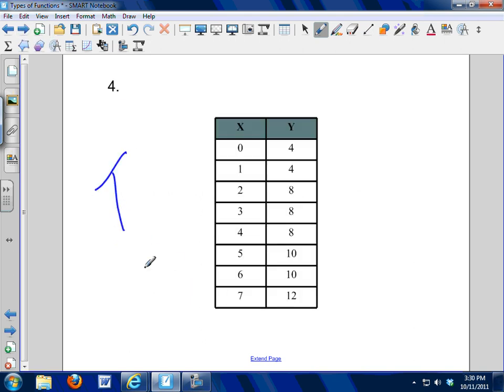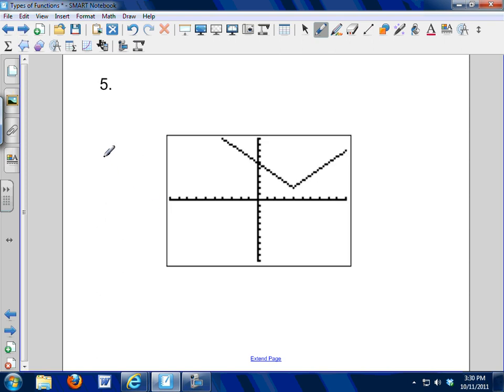And we have another table, and we've got a table of values. Look at the table of values. Tell me what sort of function you think we have going on here. Okay, moving fast so you can pause. And finally, got a graph for you. Graph, tell me what type of function that graph represents based on the type that we've been talking about.